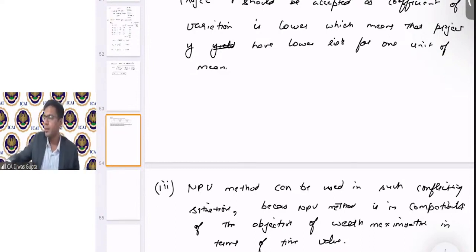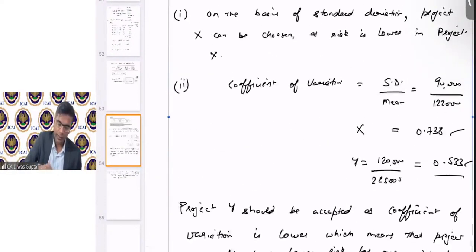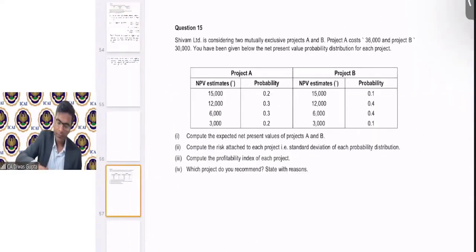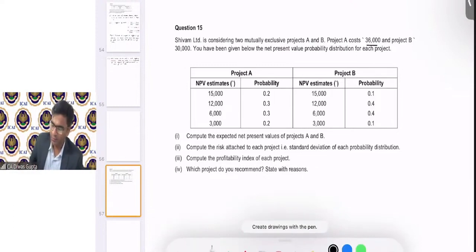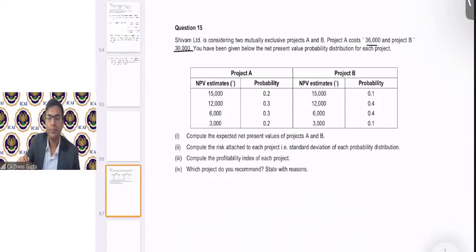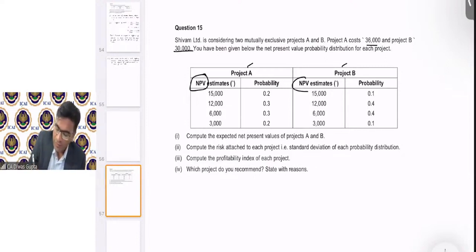Okay, students, let us move on to the next question. Shivam Limited is considering two mutually exclusive projects, Project A and Project B. So these two are exclusive projects. Project A costs 36,000 and Project B 30,000. So the cash outflow of Project A is higher compared to Project B. You have been given below the net present value probability distribution for each project. They have given us the NPV estimates. Now, students, please note, here we have been given NPV itself. There is no cash flow involved. There is a complete NPV that is given to us.